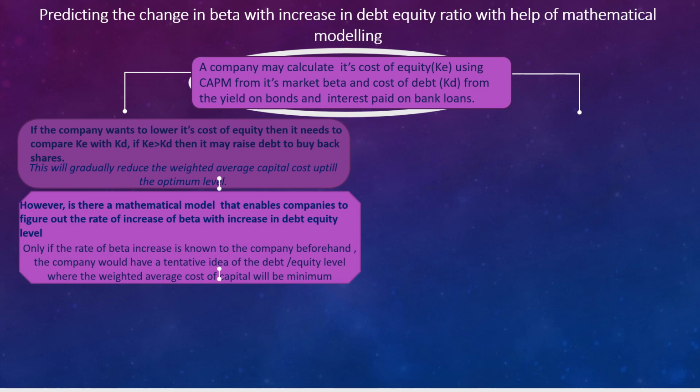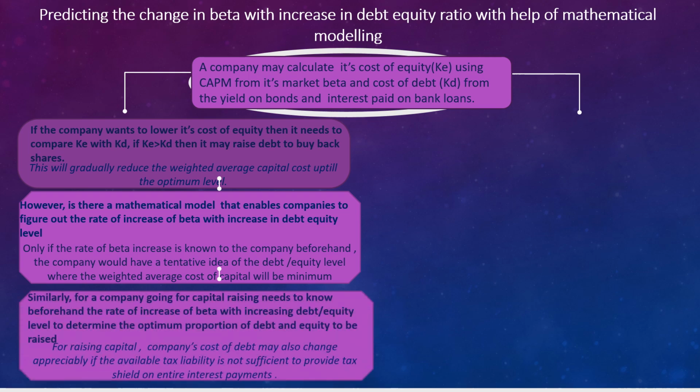However, is there a mathematical model that enables companies to figure out the rate of increase of beta with the increase in debt equity level? Only if the rate of beta increase is known to the company beforehand, the company would have a tentative idea of the debt equity level where the weighted average cost of capital would be minimum. Similarly, a company going for capital raising needs to know beforehand the rate of increase of beta with increasing debt equity level to determine the optimum proportion of debt and equity to be raised.